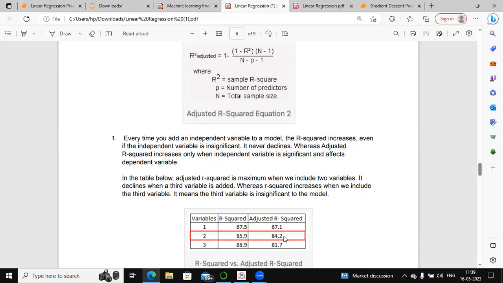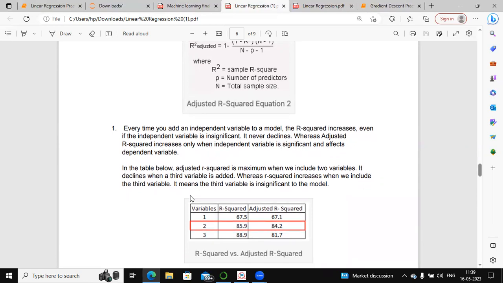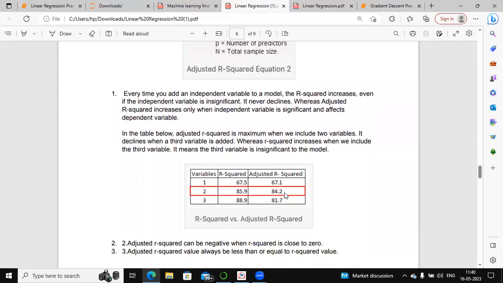So 84% is decreased to 81.7%, whereas R square increases when we include the third variable as well. So it has increased by 3%. It means the third variable is insignificant to the model, because adjusted R square is what we see to check if the variable is significant. True, adjusted R square can be negative when R squared is close to zero.